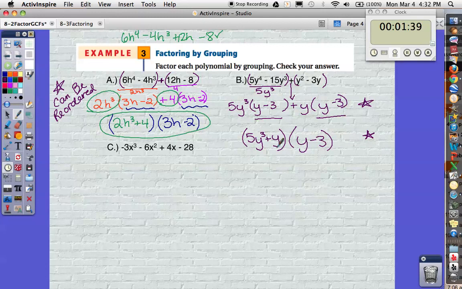Now take a look at your answer there. Is this problem all the way done? Or do we actually have a GCF of your GCFs? We put the GCFs together in this first binomial. Is there something you can pull out of that? Yes. So you always look for a GCF, beginning and end.